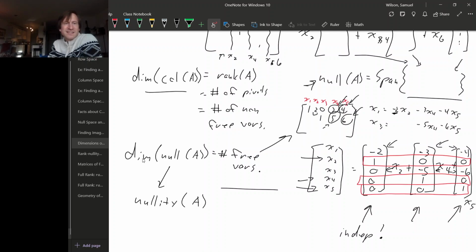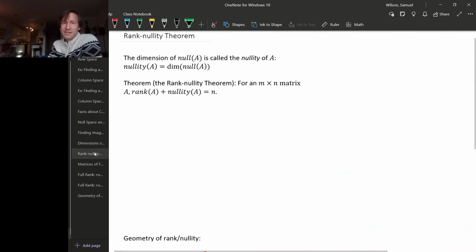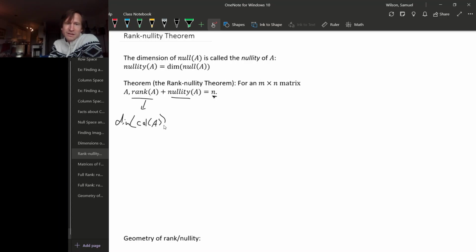And these two facts together give us a theorem that is surprisingly simple, but also surprisingly important for analyzing matrices. It's called the rank nullity theorem. And the rank nullity theorem just says that the rank of a matrix plus the nullity of the matrix is the number of columns of the matrix. So the rank of the matrix, that's the dimension of the column space, also the dimension of the row space. The nullity of the matrix, that's the dimension of the null space.